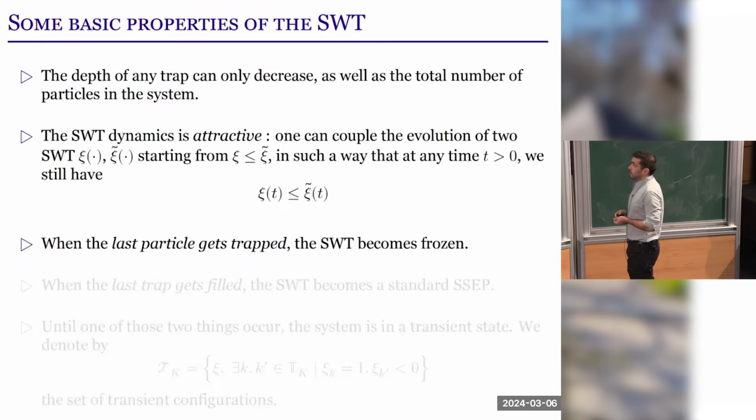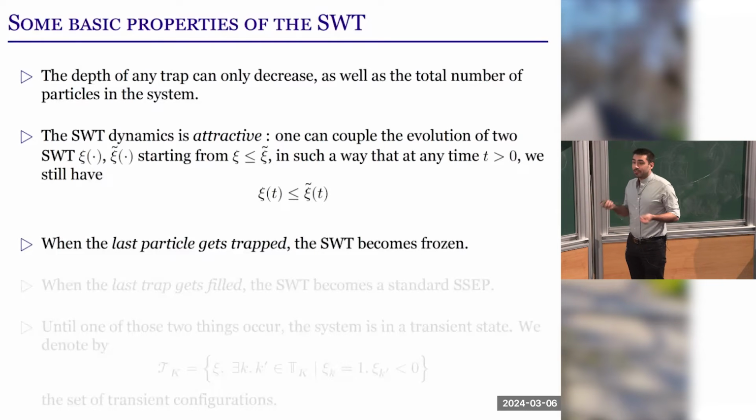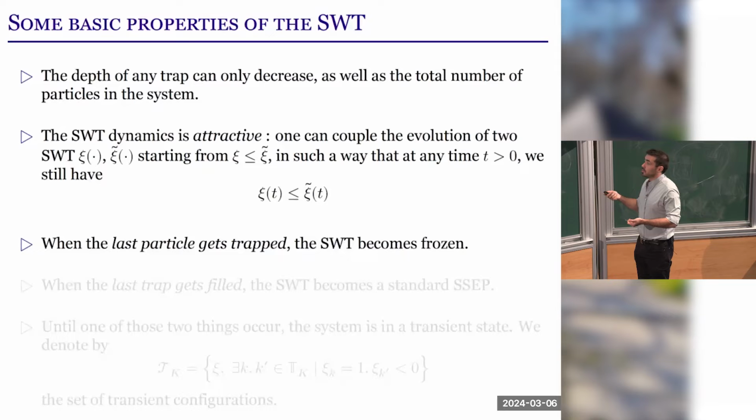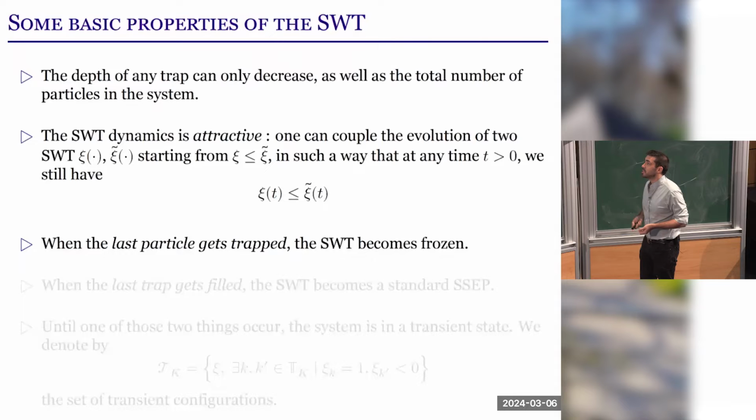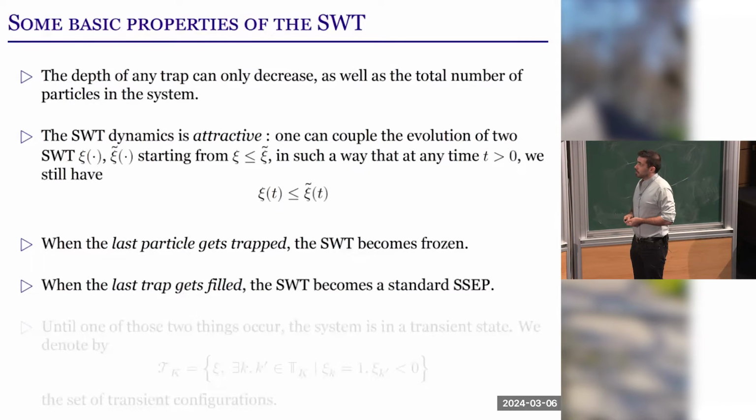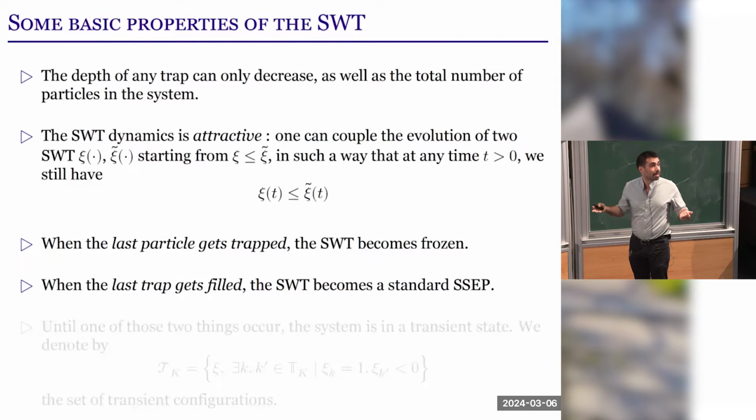Another remark, which is very straightforward as well, is that when the last particle gets trapped, the SEP with traps is completely frozen. You only have remaining traps. You no longer have any particle, so nothing happens in the system. And the other way around, when the last trap gets filled, you only have particles, and then you're left with a classical SEP. This is exactly the SEP dynamics.